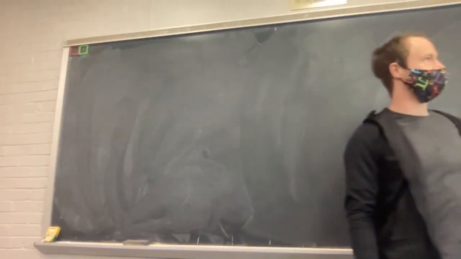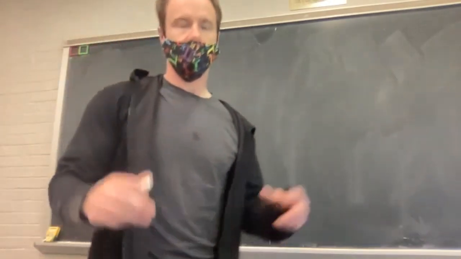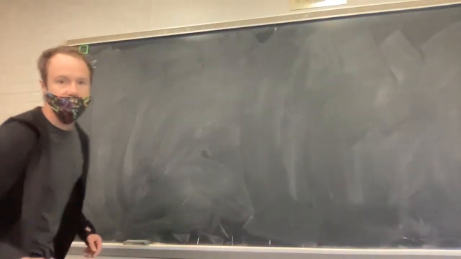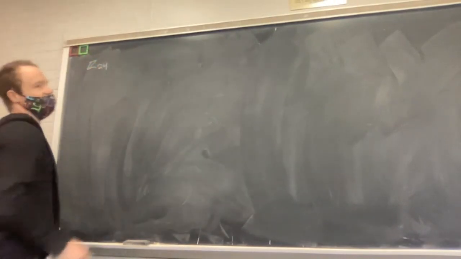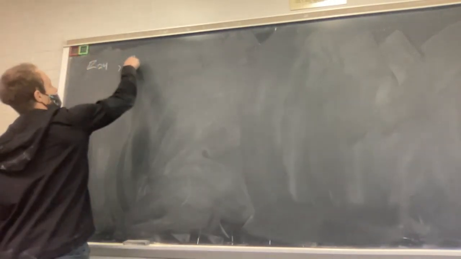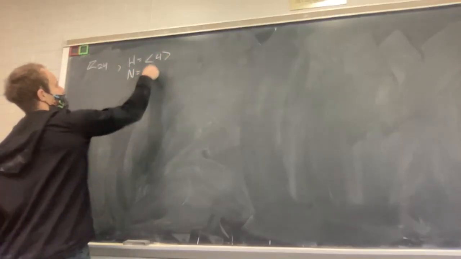All right, let's look at the start of this. So we've got a group Z24. This is an example of the second isomorphism theorem in practice. We've got two subgroups, which they're calling H and N. H is the cyclic subgroup generated by 4, and N is the cyclic subgroup generated by 6.